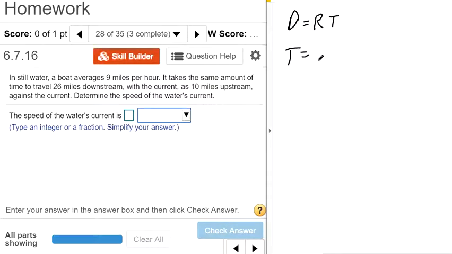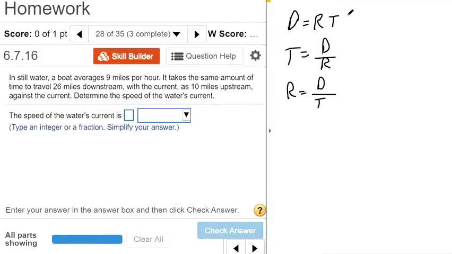Like we could say T equals D divided by R, or one other way we could say R equals D divided by T. Just algebraically trying to get all the letters by themselves. This is the same equation, just rewritten in 3 different ways. All right, so let's see which one of those is going to help us here. In still water, the boat travels at an average of 9 miles per hour. The current is going to help it when it's going downstream, right? The current is going to slow down that 9 miles per hour when it's going upstream.